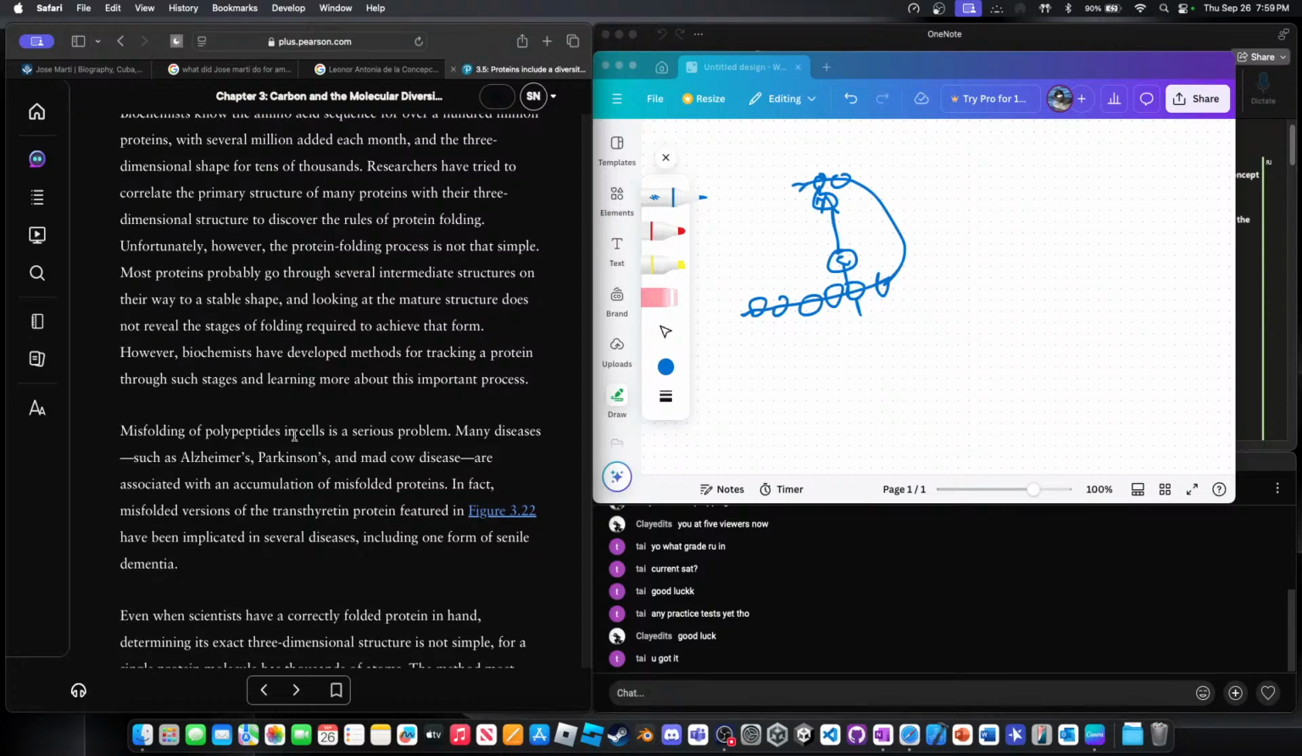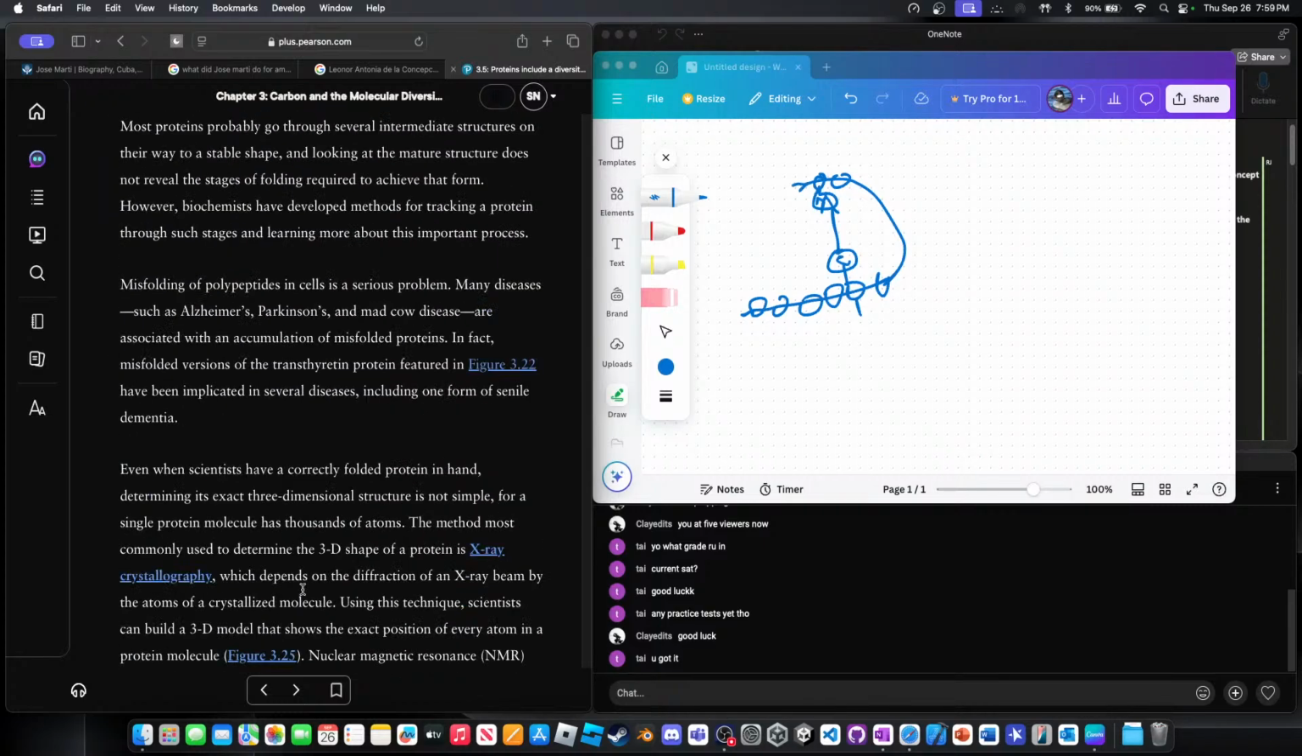Misfolding of polypeptides in cells is a serious problem. Many diseases such as Alzheimer's, Parkinson's, and mad cow disease are associated with an accumulation of misfolded proteins. In fact, misfolded versions of the transthyretin protein featured in Figure 3.22 have been implicated in several diseases, including one form of senile dementia. That's funny.